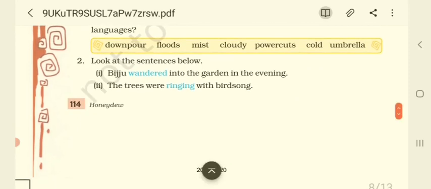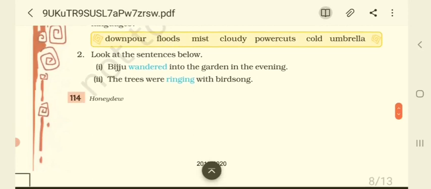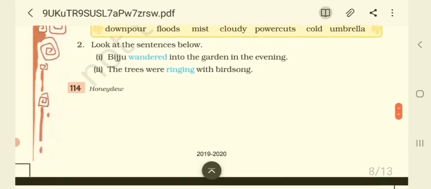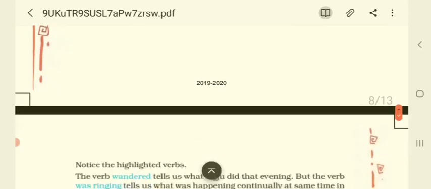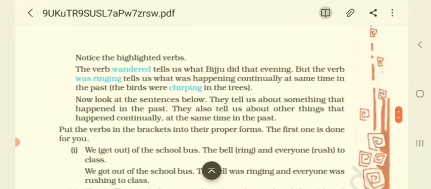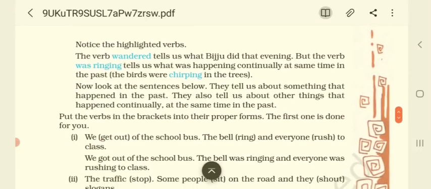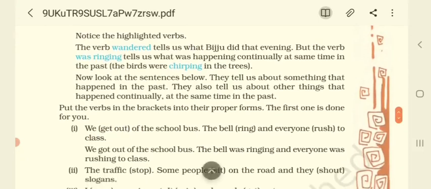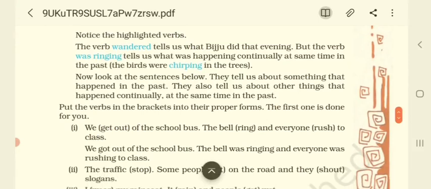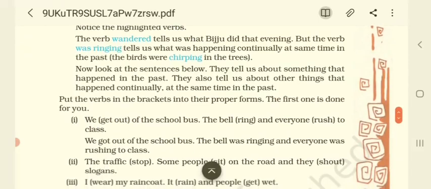Then we have cold, umbrella, right? Look at the sentences below. Biju wandered into the garden in the evening. The trees were ringing with bird song. Now, notice the highlighted verb. The verb wandered tells us what Biju did in the evening. The verb was ringing tells us what was happening continually at the same time in the past. The birds were chirping in the trees.